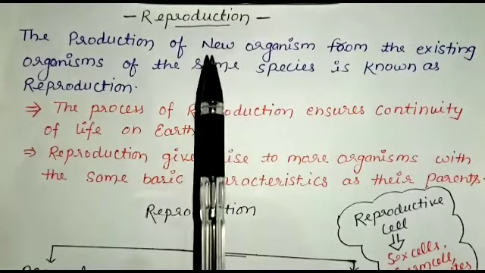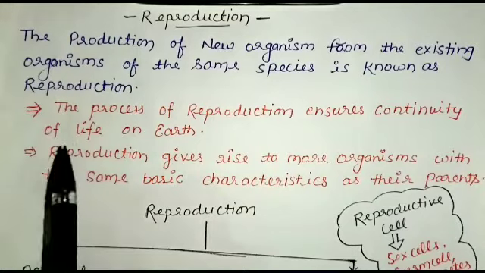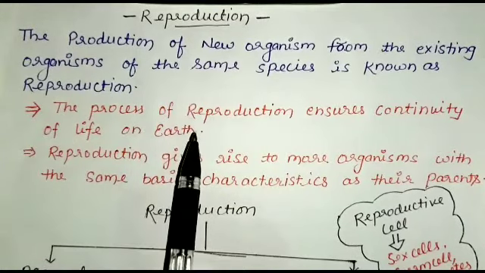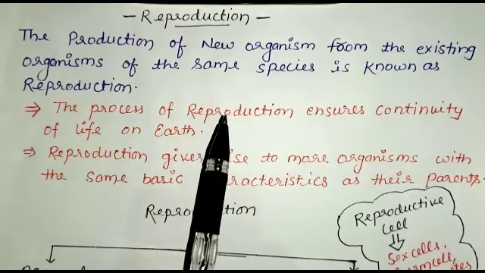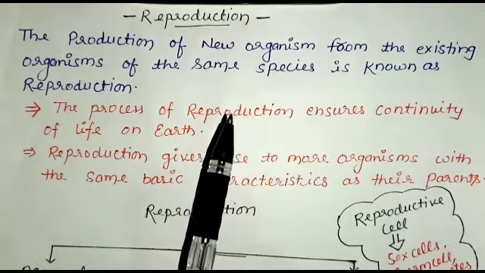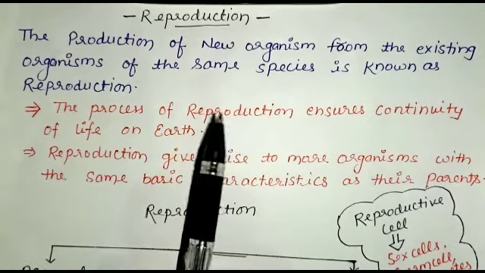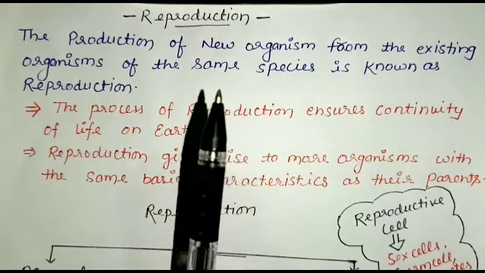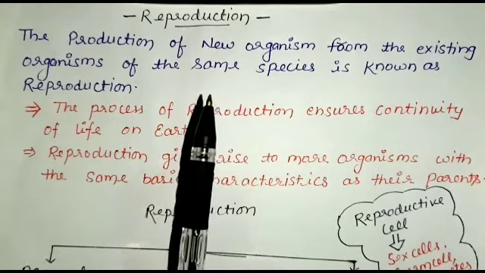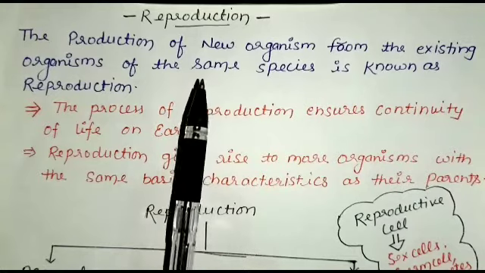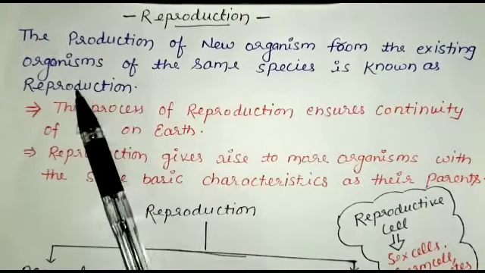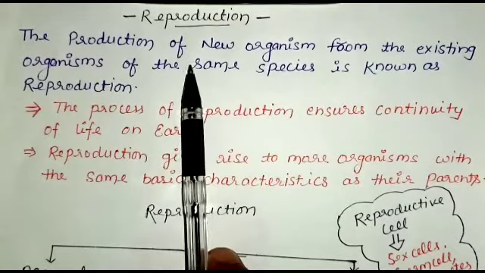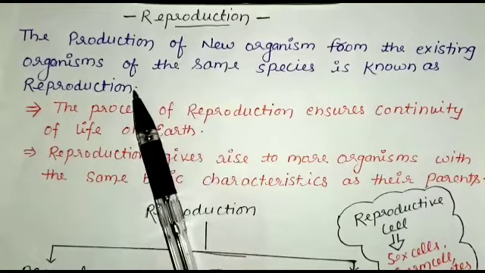We know that all the living organisms grow old with time and ultimately die. In fact, every living organism remains alive on the earth for a limited period of time and then dies. So, new organisms have to be produced in place of those who die. The production of a new organism from the existing organism of the same species is known as reproduction.